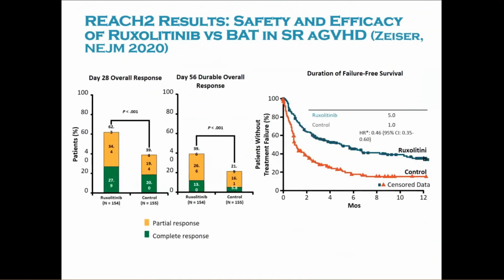The overall response rate at day 28 was 62% versus 39% in the control arm, with a lower overall response rate at day 56. The response rate at day 56 was 39.6% versus 22% in the control arm. The duration of the failure-free survival was clearly superior with the ruxolitinib group.